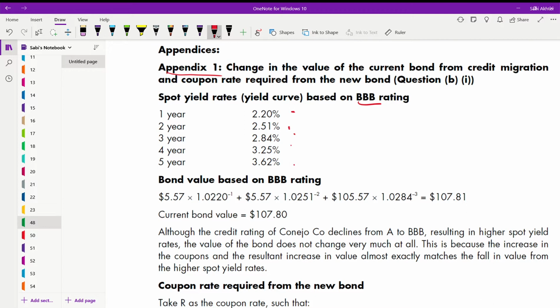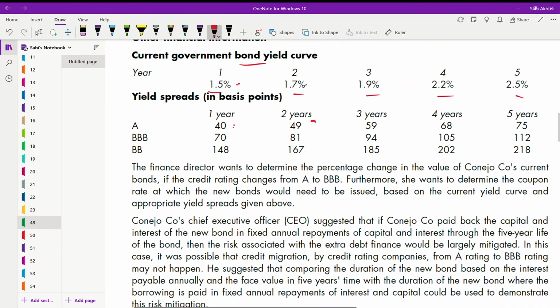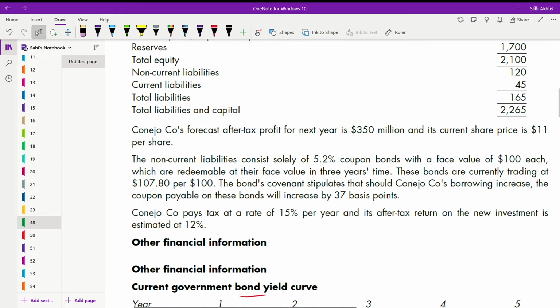Next comes using this -1 or 1 over that rate, it is the same thing only. Here, now you're only using it for 3 years. Here it's 5.57, 5.57, 105.57. So we'll check that. By now you should be quick enough to know why it is 5.57.